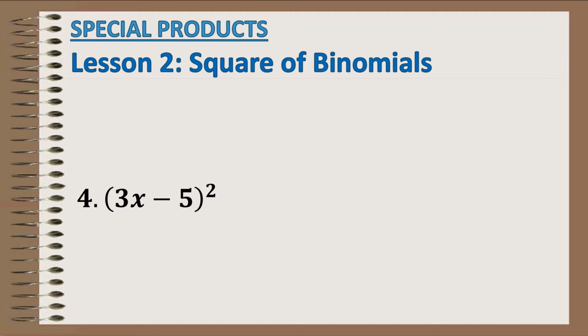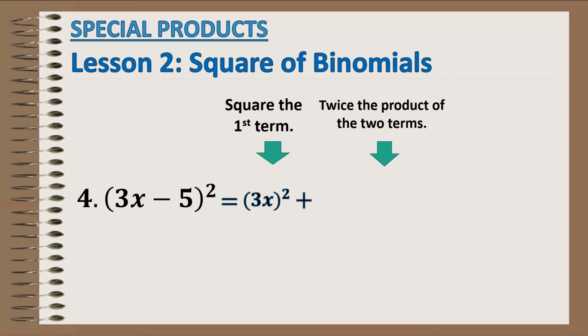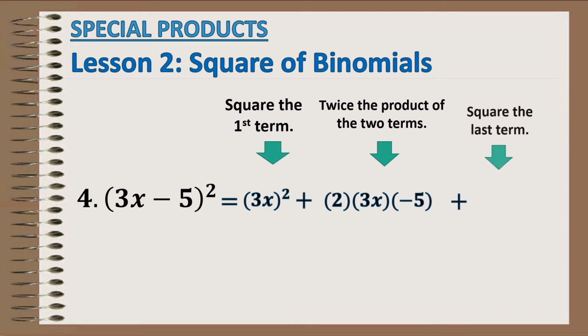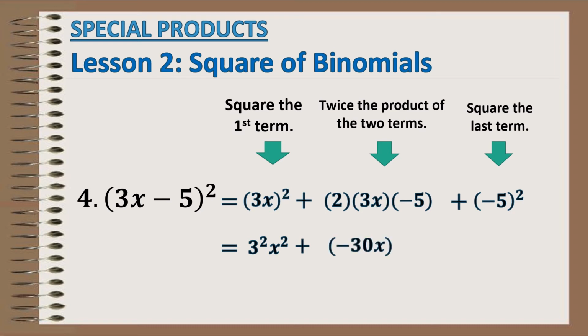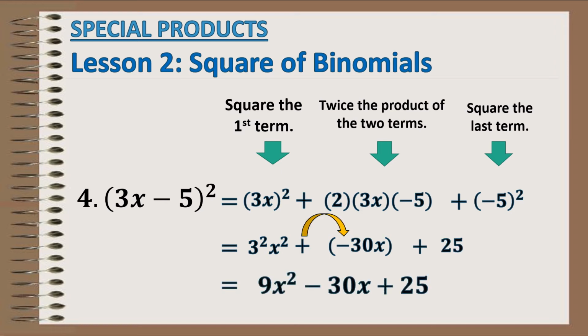In example number 4, we have the quantity of 3x minus 5 closed quantity squared is equal to, square the first term, we have the quantity of 3x closed quantity squared plus twice the product of the two terms. We have 2 times 3x times negative 5 plus square the last term. We have the quantity of negative 5 closed quantity squared is equal to 3 squared x squared plus the quantity of negative 30x plus 25. And our final answer is 9x squared minus 30x plus 25.